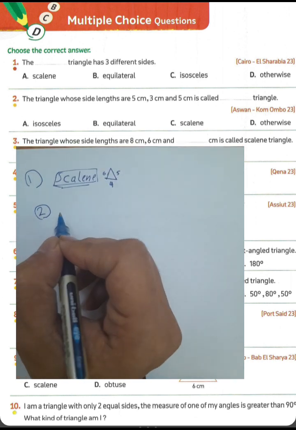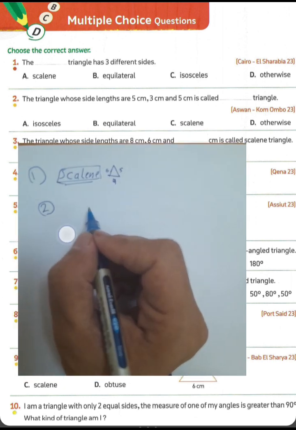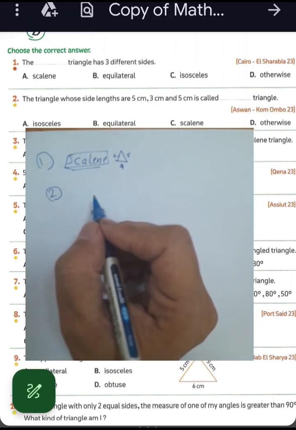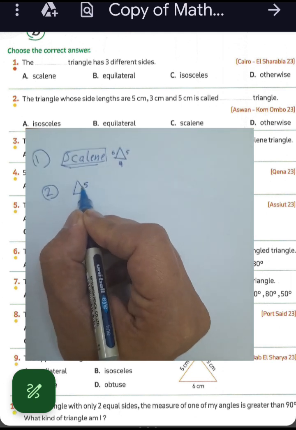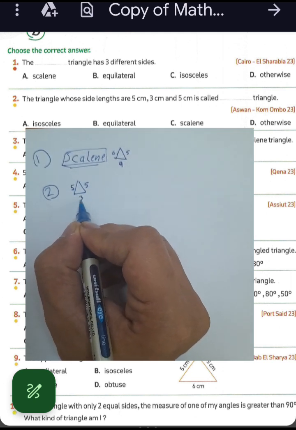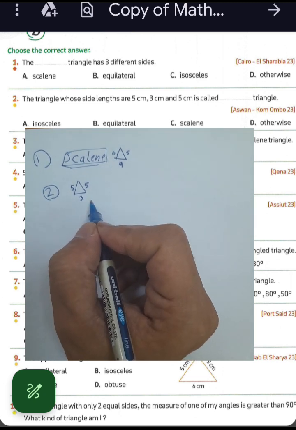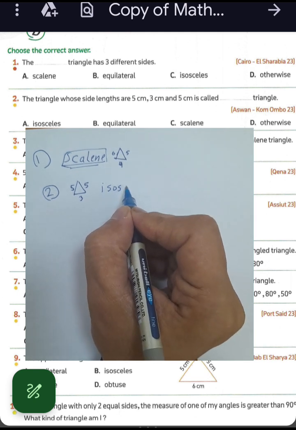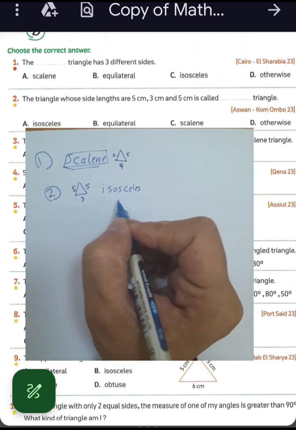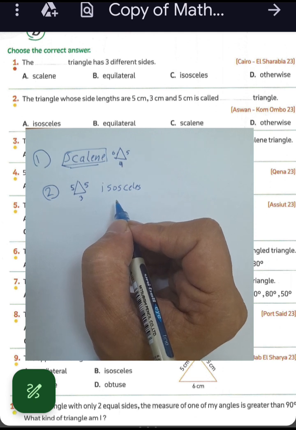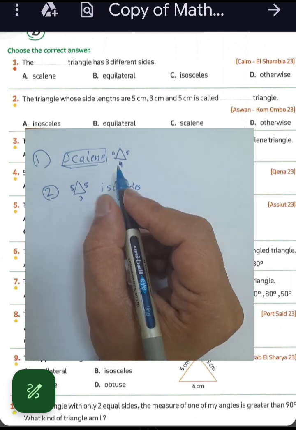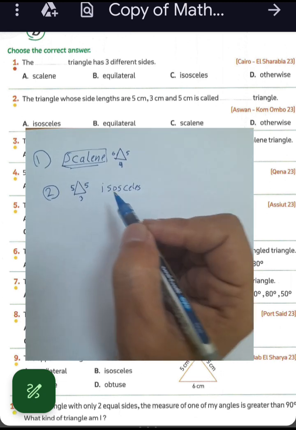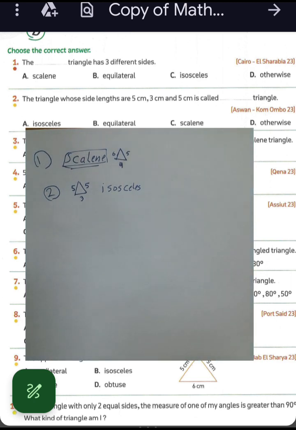Question number 2. The triangle whose side lengths are 5, 3, 5, we call it isosceles. We have 5 centimeters, 5 centimeters and 3 centimeters, so we can call this triangle isosceles. But if we have three different sides, we call it scalene. If we have three equal sides, we call it an equilateral triangle.